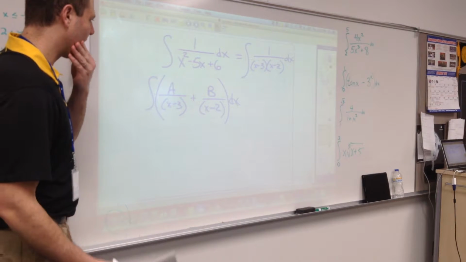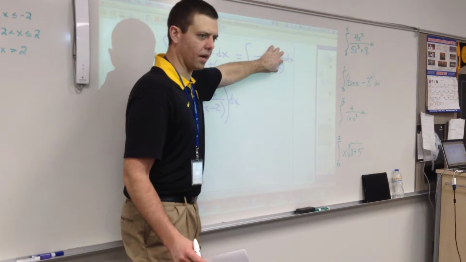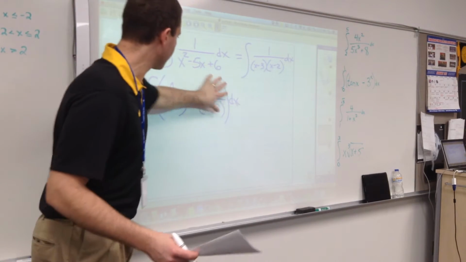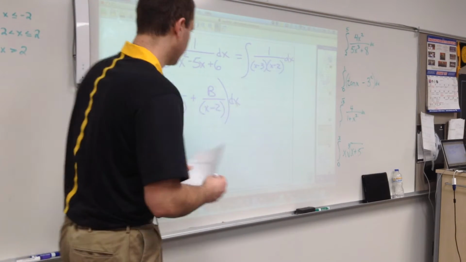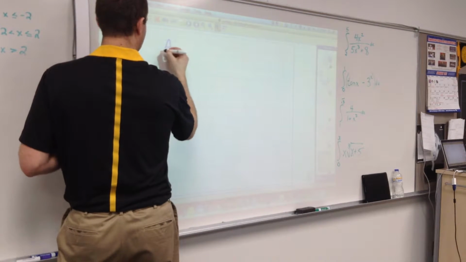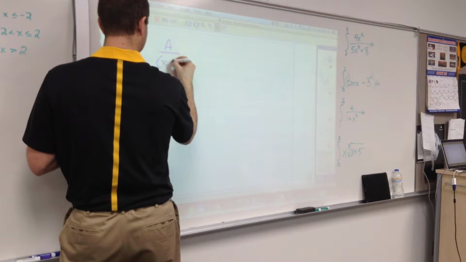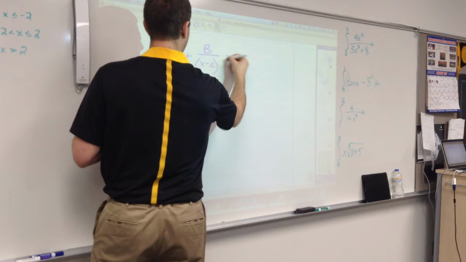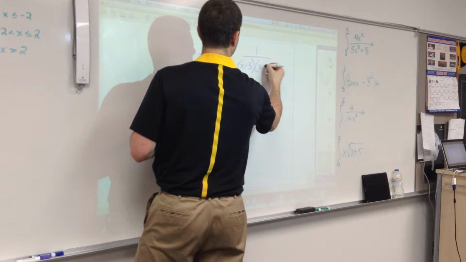So we know that we somehow have to make this equal this, right? We've got to figure out what A and B values would make these two things add together to equal this. Okay? So I'm going to go to a new sheet here. All right? I'm going to write A over x minus 3 plus B over x minus 2 has to equal 1 over (x minus 3)(x minus 2).